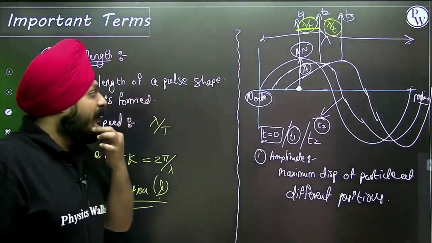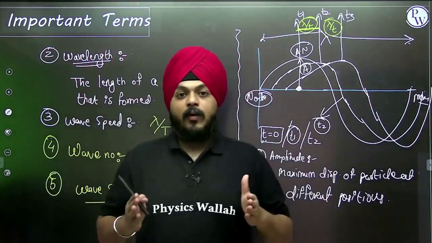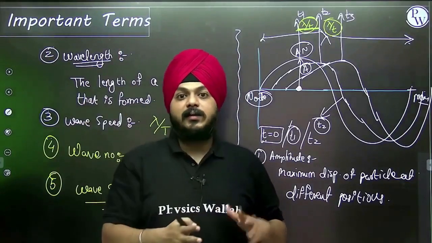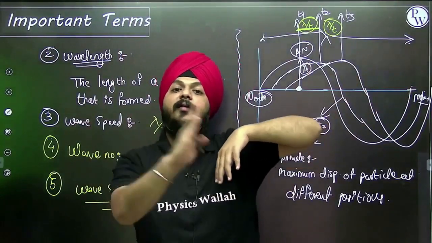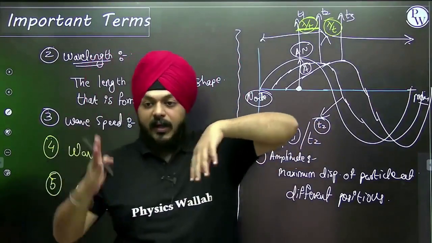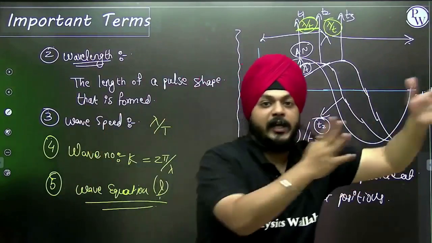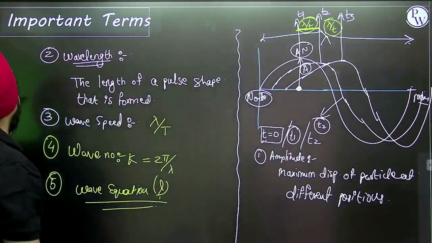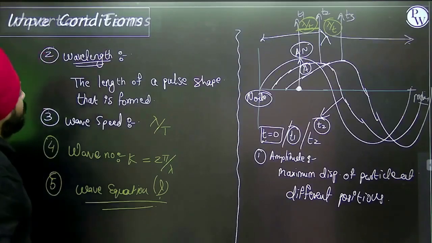So in a wave, the particle is oscillating and transferring its energy. In SHM, the particle was only oscillating from one point to another point with respect to the mean position. Here, it is oscillating also, one wave shape is formed, and it is propagating with respect to time. This is a slight difference.